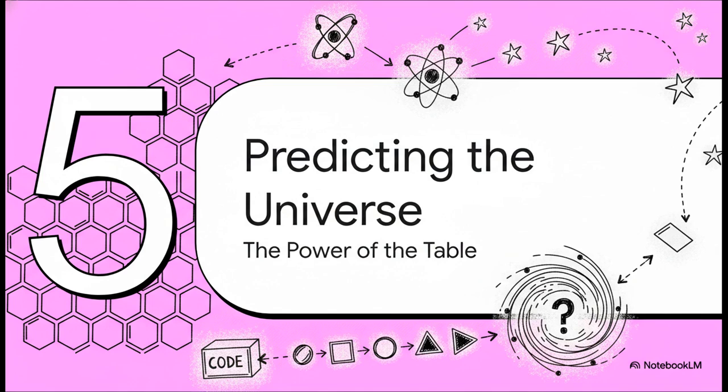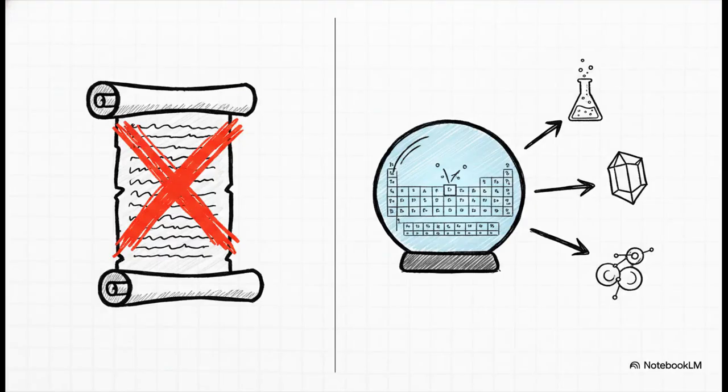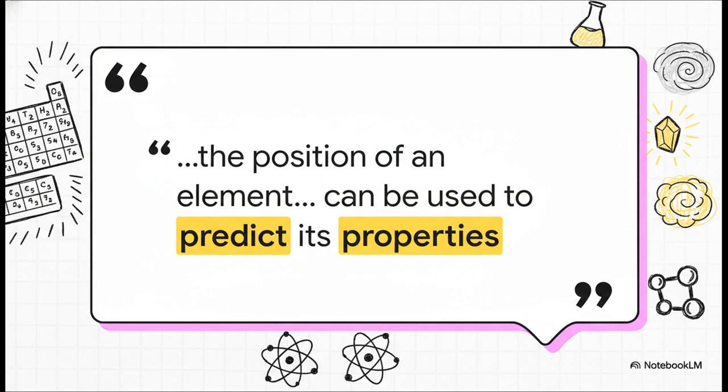So after all that, what is the big takeaway? What's the point of all this? Well, it all comes down to the incredible predictive power of the table. The table isn't some static list of ingredients you find in a recipe book. No, it is a dynamic tool that allows scientists to predict how an element is going to behave, sometimes before they've even seen it. And that right there, that is its true genius.